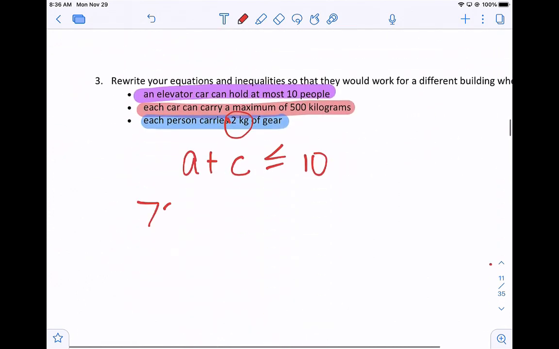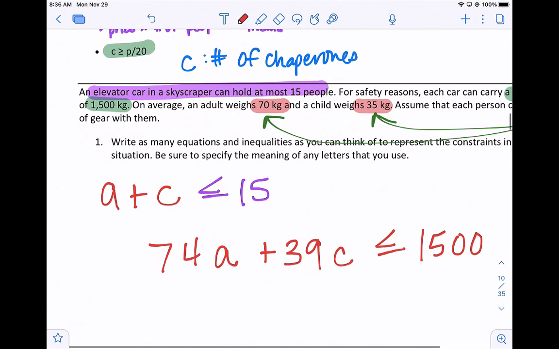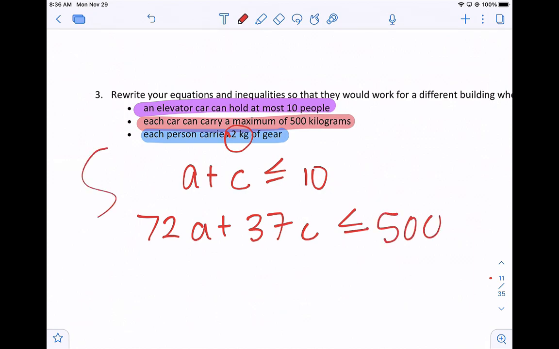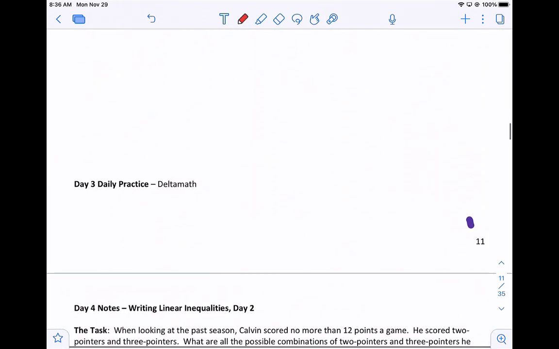So adult is 72 kilograms, plus kids weigh 35 plus 2, so 37 for each child. Has to be less than or equal to 500. So there would be a system of inequalities for this right here. Okay, so really that's it.